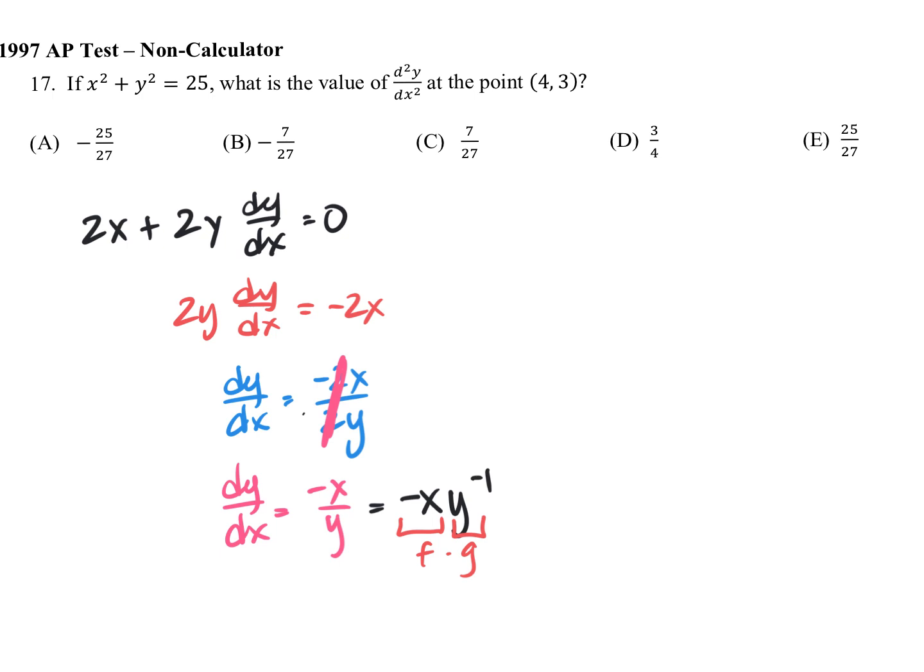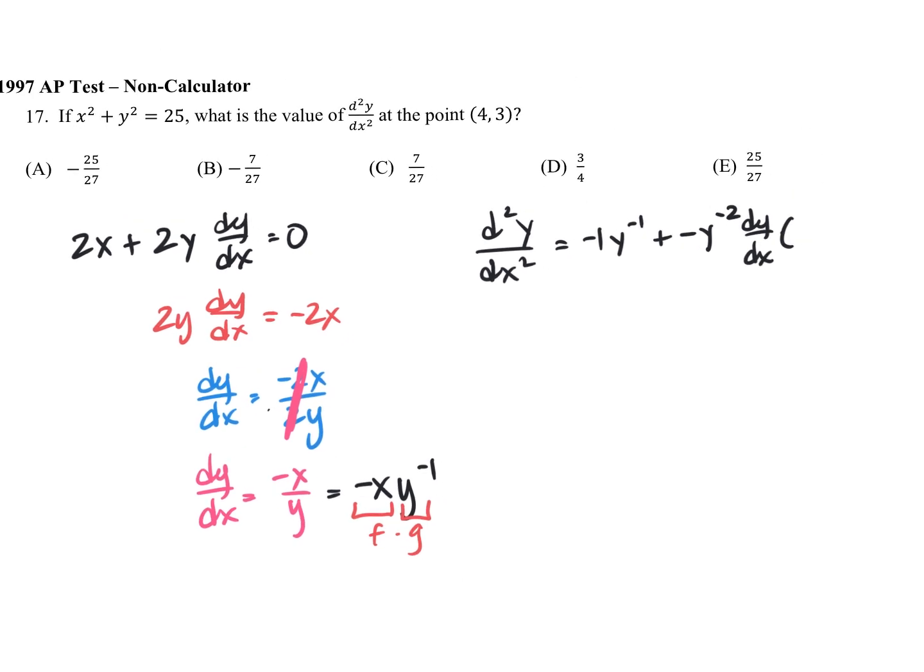You'll be fine. Okay, so my second derivative. Mr. Nelson said f prime is negative 1, y to the negative first, plus negative y to the negative second, very good, and then dy/dx. And that's it because that's g prime. So look what he just did. He just did f prime times g plus g prime times f. What's my f? Oh, negative x. Perfect.